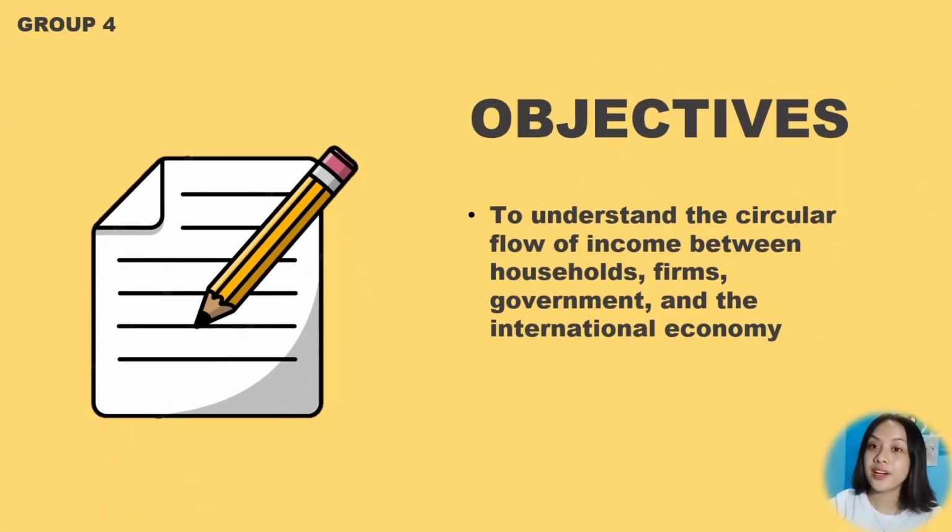Now that we are done with our icebreaker, we can now proceed to our learning objective, which is first to understand the circular flow of the income between the household, firm, government, and the international economy.